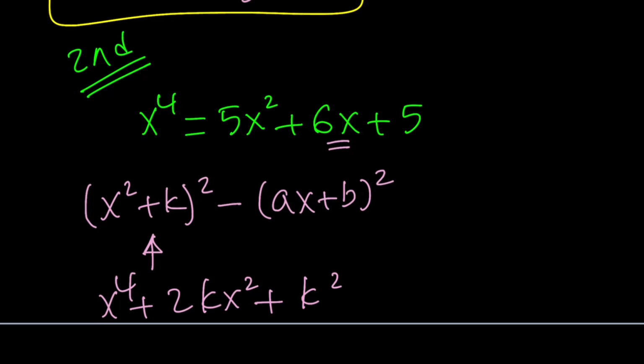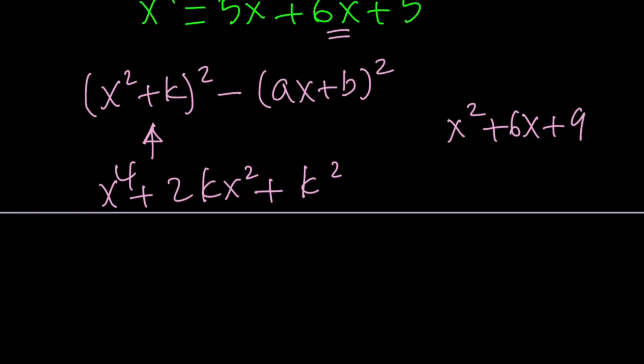And that kind of reminds me, every time I see 6x I think of perfect squares. This is what I remember, right? Don't you think? This is a really nice perfect square. So I'd like to have it on the right-hand side. Can I? Sure. Let's do it.